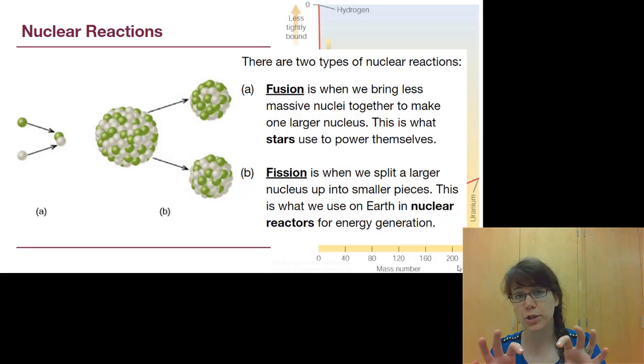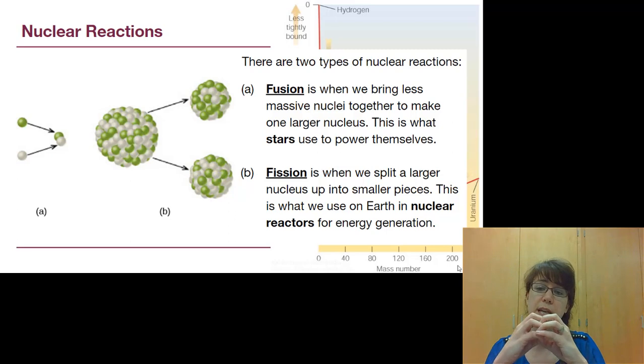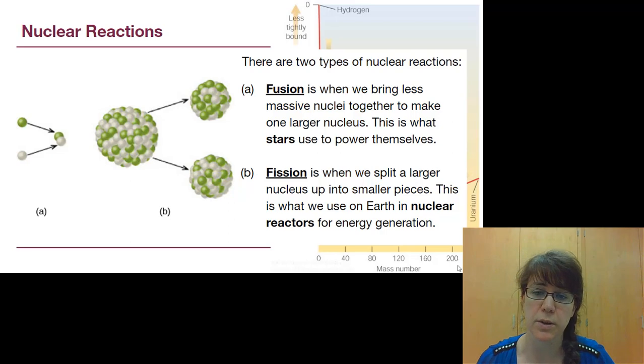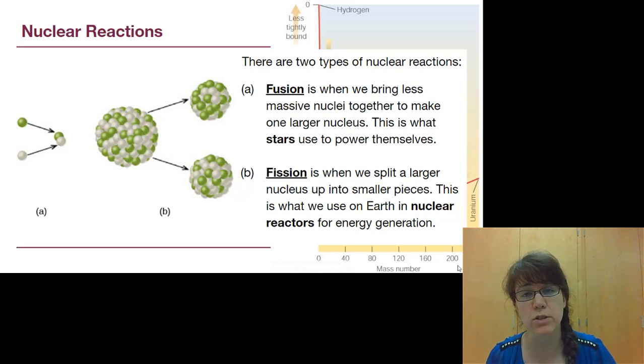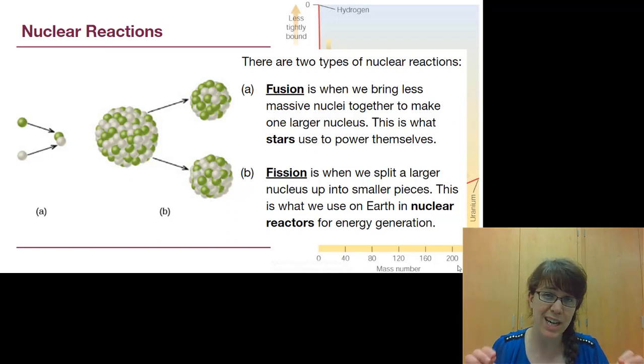Fission is when we split a larger single thing into smaller pieces so that we end up with multiple pieces at the end. This is what we use on Earth in nuclear reactors. We take uranium and we split it apart and we get energy out of that process. And it's also what the atomic bomb or the A-bomb used for, again, short-term amounts of very large energy generation. So we want to make sure that we have those separate in our notes and separate in our minds. Fusion is taking multiple tiny things and making a bigger thing. Fission is taking one big thing and making multiple smaller things.